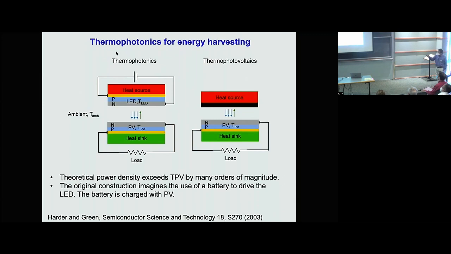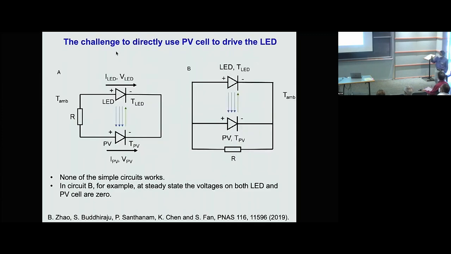So in spite of the publication of this paper more than 20 years ago, in the literature, there wasn't any work that showed you could actually construct a self-sustaining circuit. So my postdoc, Dr. Bo Zhao, who is now a professor at the University of Houston, he was a graduate student from Professor Zhuomin Zhang's group, analyzed this problem. And what he realized was that the simplest circuits that you can think of, none of them worked.